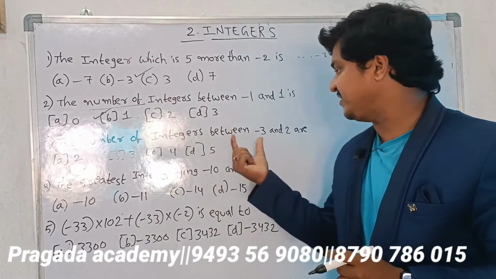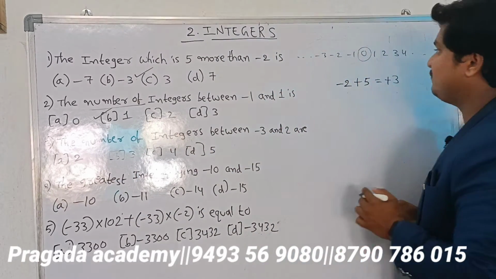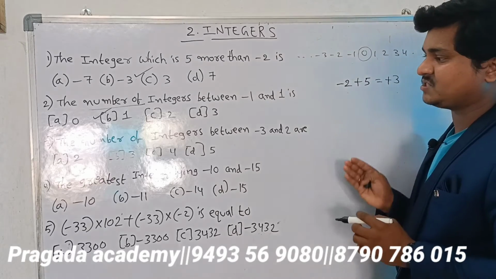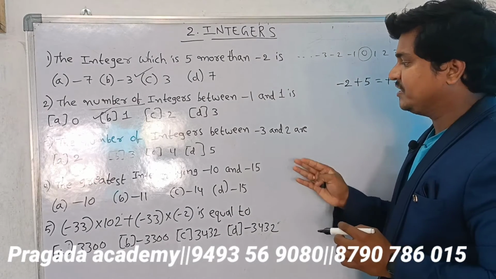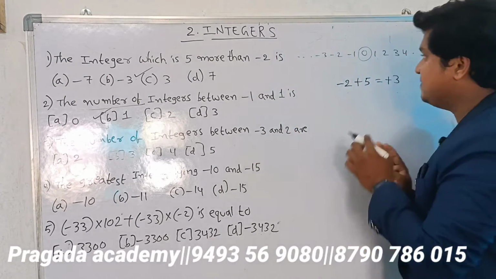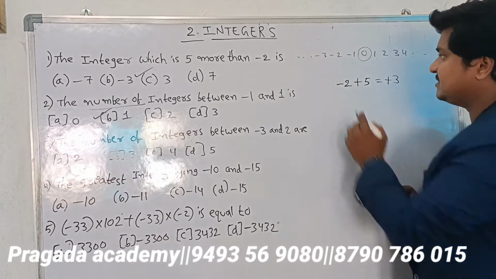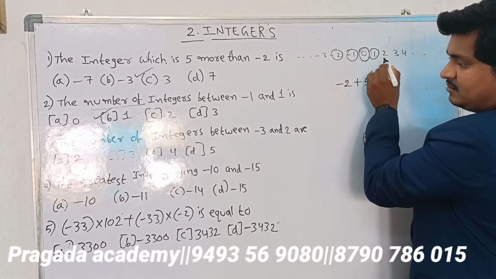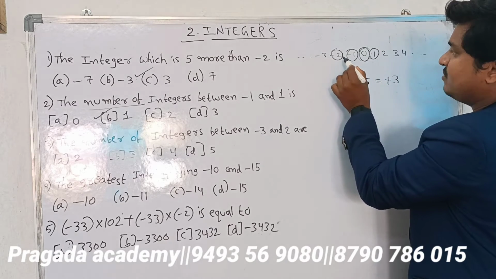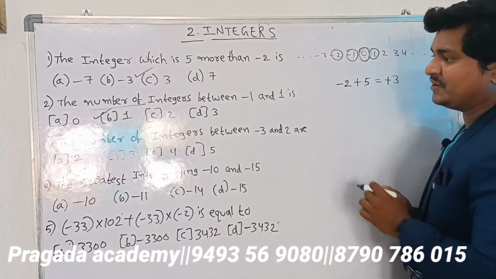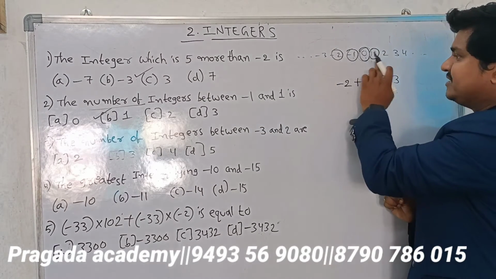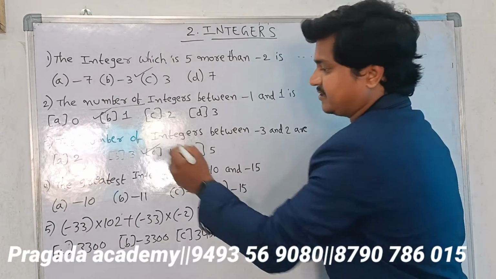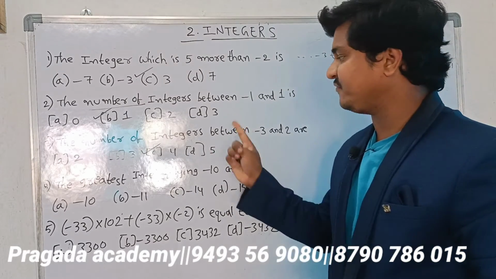The number of integers between -3 and 2. Between -3 and 2, how many integers we have, we should find. For that, no need to consider -3 and 2. In between -3 and 2, we should take the numbers. That will be -2, -1, 0, 1. So how many numbers we have? 1, 2, 3, 4. Total 4 integers are there. So option C is correct. They are asking the number of integers.